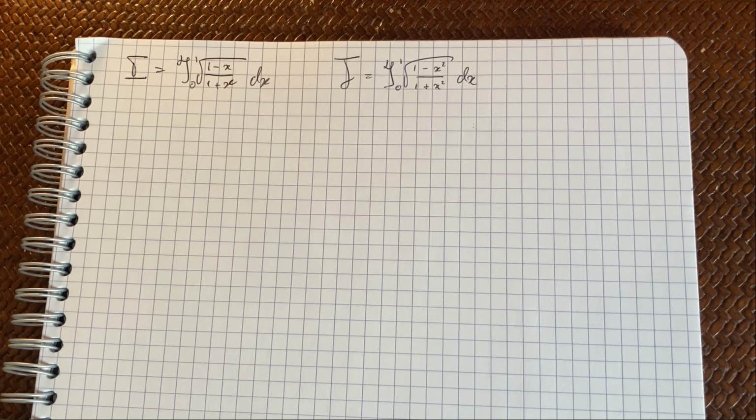And today's integrals are two definite integrals from 0 to 1. First, the integral of the square root of (1 minus x) by (1 plus x). The second one, the square root of (1 minus x squared) by (1 plus x squared).